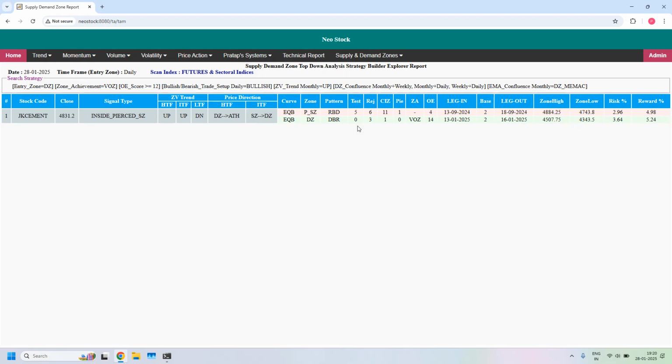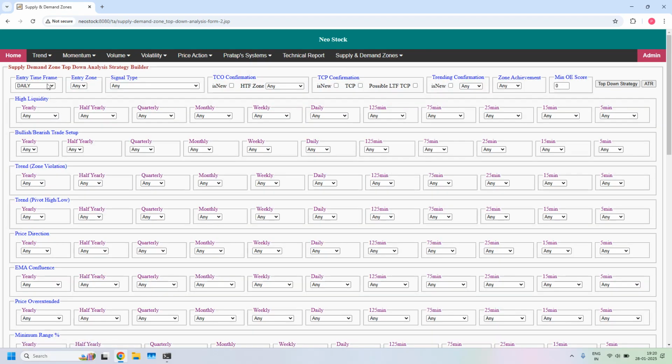So this is a bullish trade setup for monthly income trade. Next, bearish trade setup for monthly income trade. Entry time frame daily, entry zone supply zone. In bullish or bearish trade setup at a daily time frame, I am selecting bearish. Zone achievement violated opposing zone. Minimum odd enhancer score 12. Both filters are applied to daily supply zone.